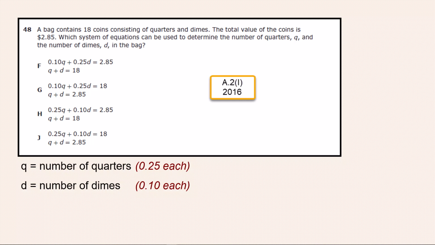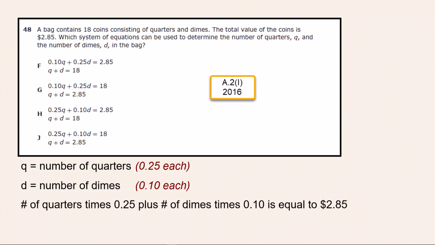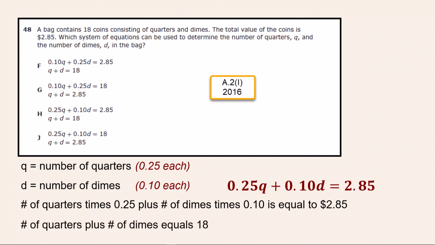The first idea expresses the total value of the coins by adding the value of the quarters to the value of the dimes for a total of $2.85. The equation 0.25Q plus 0.10D equals 2.85. The second idea expresses the total number of coins, 18, by simply adding the quantity of the coins. The equation Q plus D equals 18. Choice H shows this system of equations.